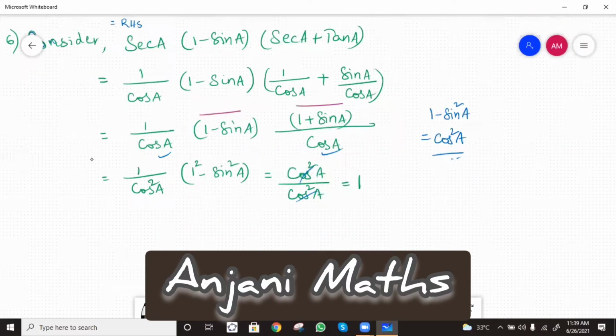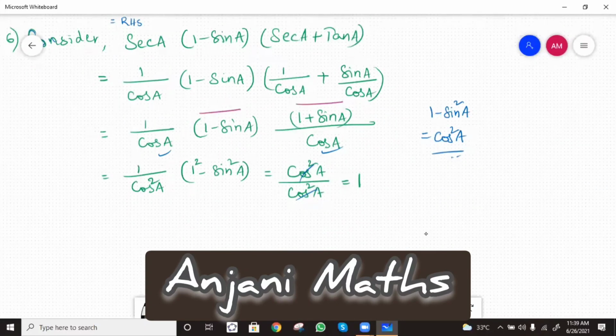So let us see this problem once again. Consider secant A into 1 minus sin A into secant A plus tan A. We have to simplify that. The easy way to simplify is to convert all trigonometric ratios in terms of sine and cos. How can we write secant A? 1 by cos A. We keep 1 minus sin A as it is in terms of sine. Secant A is 1 by cos A plus tan A, which is sin A by cos A. So 1 by cos A into 1 minus sin A.